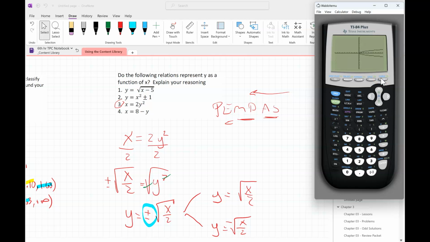So that's my picture. Is this a function? No. Why not? Fails the vertical line test. If you're looking at how it says explain your reasoning, how would I explain this? I'd sketch the picture and then draw a vertical line and say it fails the vertical line test. That would be my work.